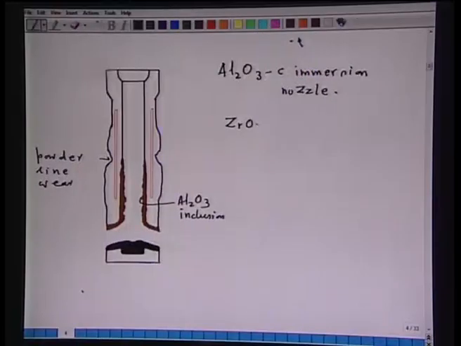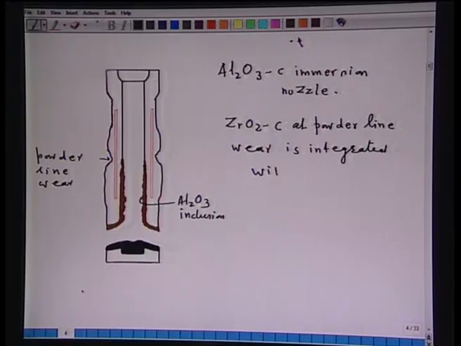So, for this purpose, ZrO2-carbon refractory is used at the powder line wear, and that is integrated, the zirconia carbon refractory, with Al2O3-C refractories. Now, by mixing the ratio of zirconia particles, it is possible to decrease the powder line wear of the refractory.